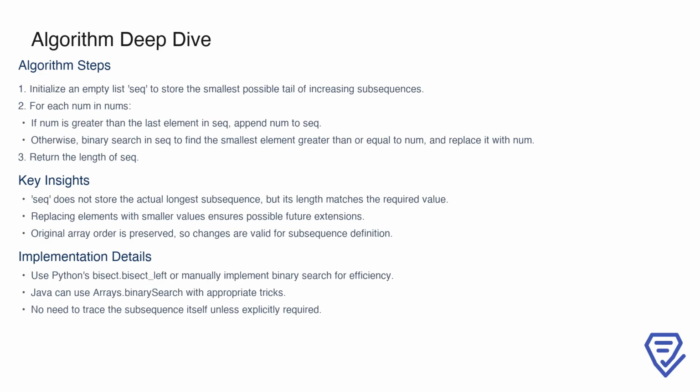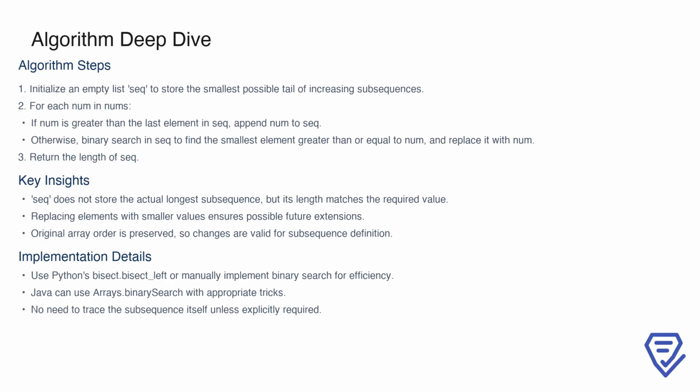If number is smaller or equal to some element in seek, we use binary search to find the first position where it can replace a value. This ensures that seek always maintains the smallest possible tail values for increasing subsequences of different lengths.